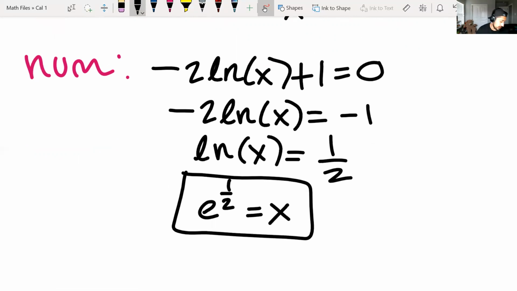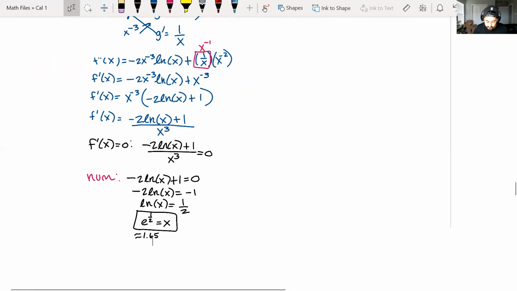Okay, and if you want, type that in your calculator. You should get something like 1.65, rounded to 2 decimal places. Okay, and then of course we have the denominator.